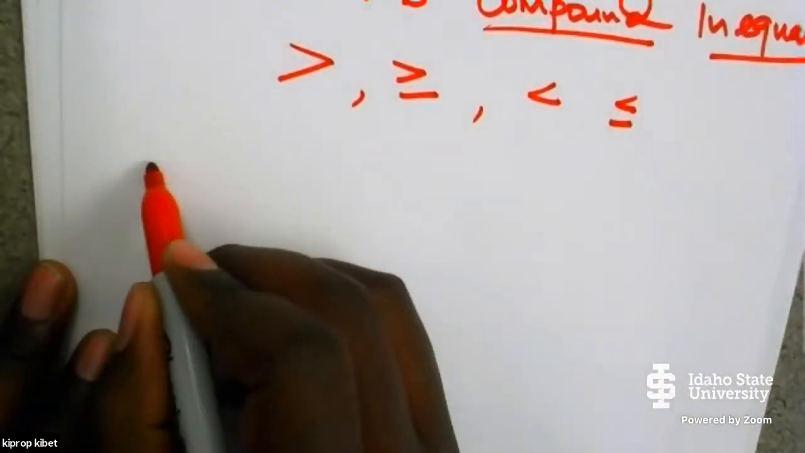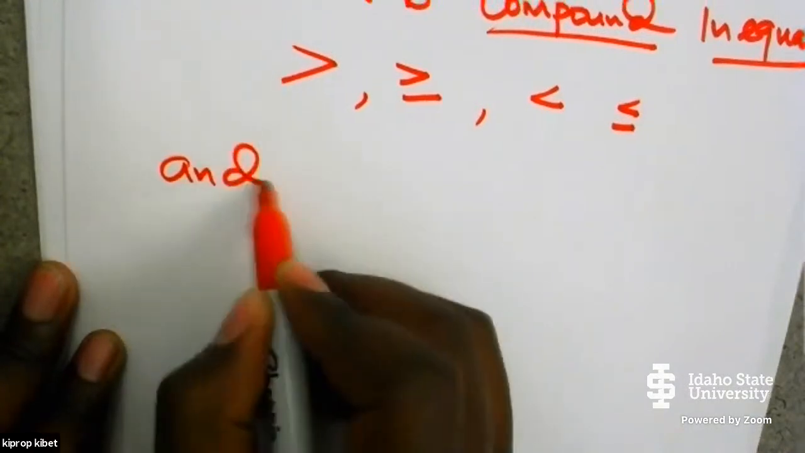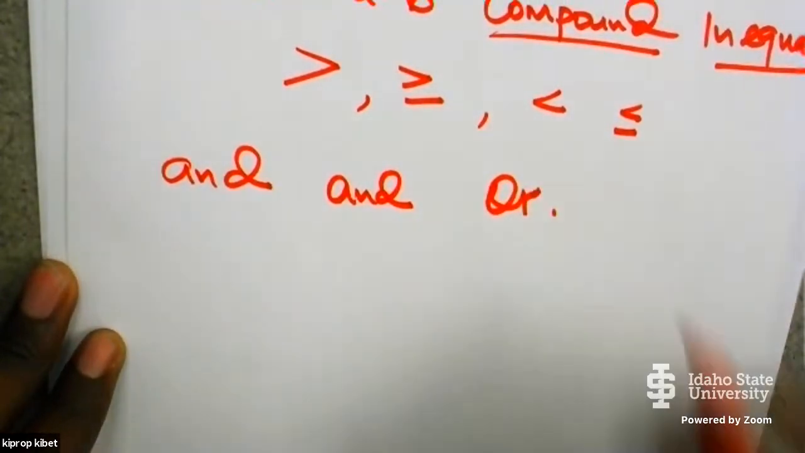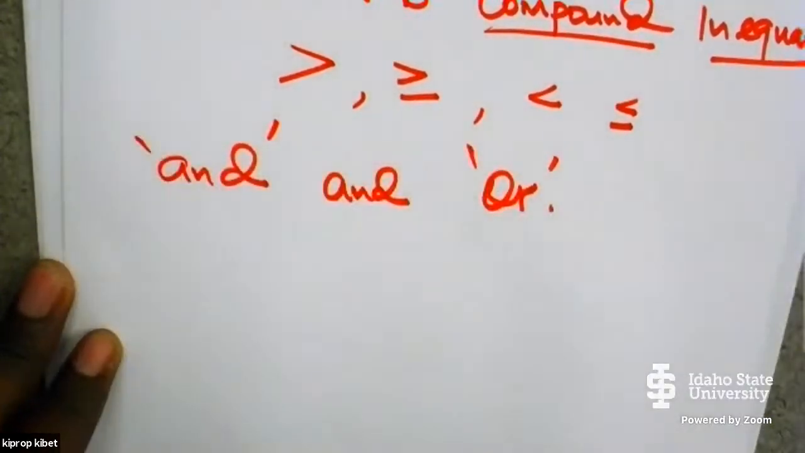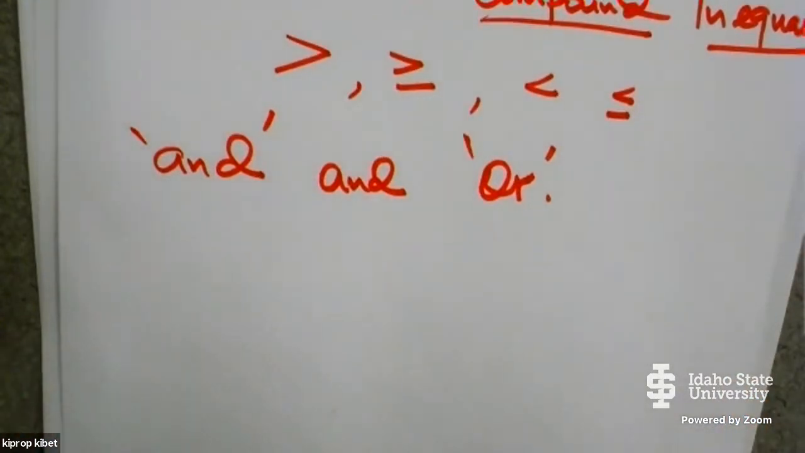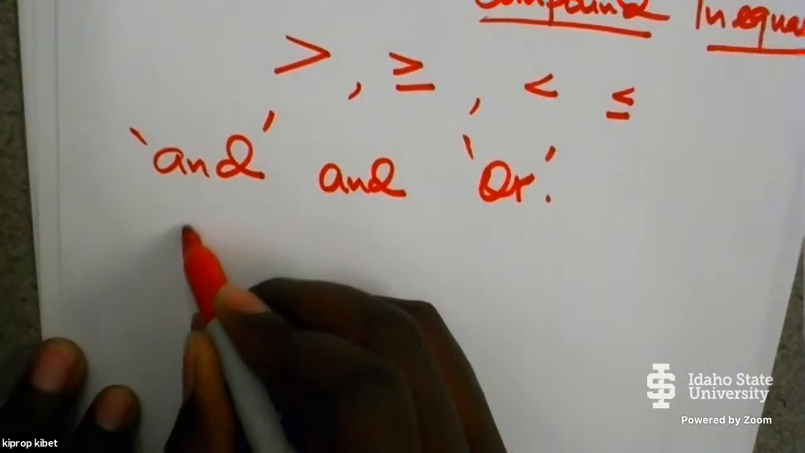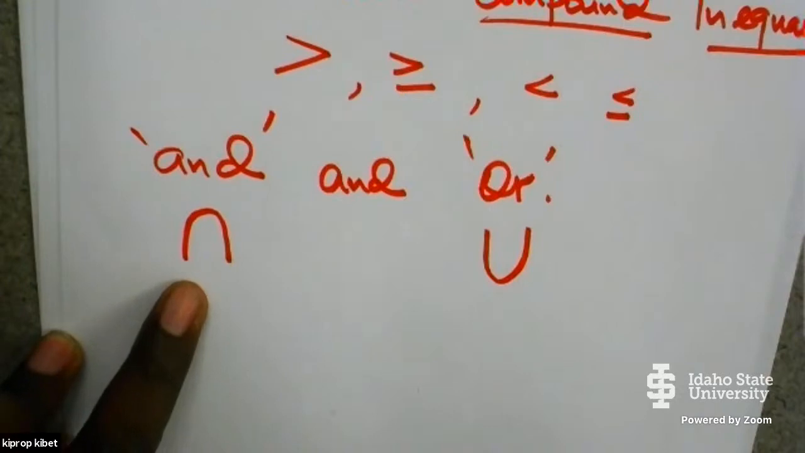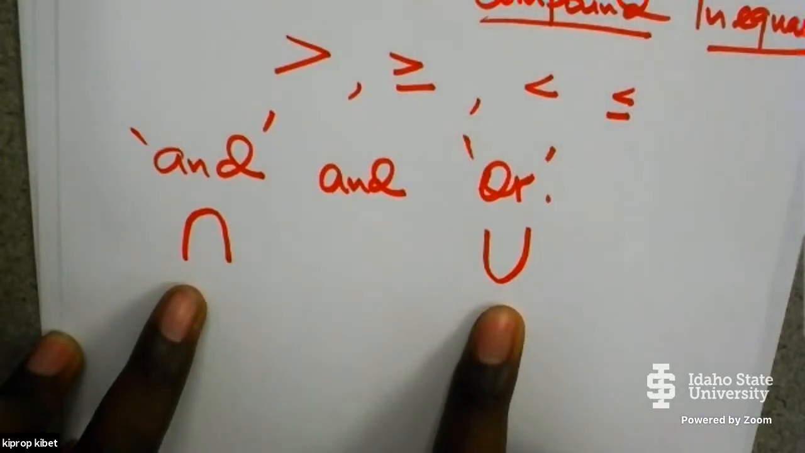And compound inequalities are usually represented by the terms "and" or "or". Mostly when you do higher-level mathematics, the "and" is always written like this, and the "or" is always written like this. So the "and" is of this form, and the "or" is of this form.